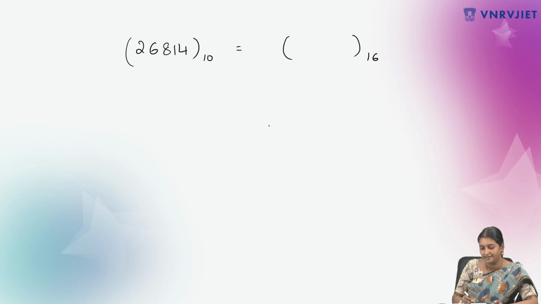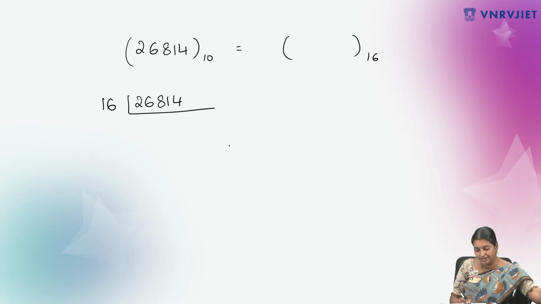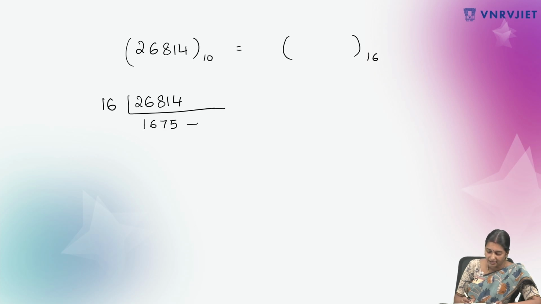Let us consider again a decimal number and convert it to the hexadecimal number system. As it is a hexadecimal number system, we have to divide it by 16. So take 26814 to the base 10, and we have to convert it to base 16. So divide it by 16. We get 1675, and the remainder will always be less than 16. Here you are getting it as 14.